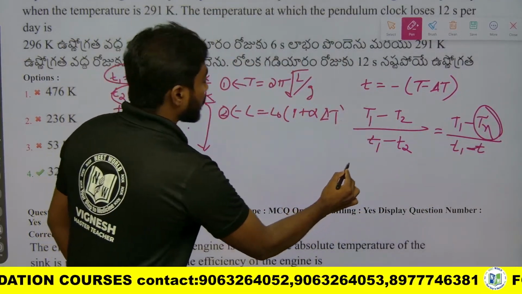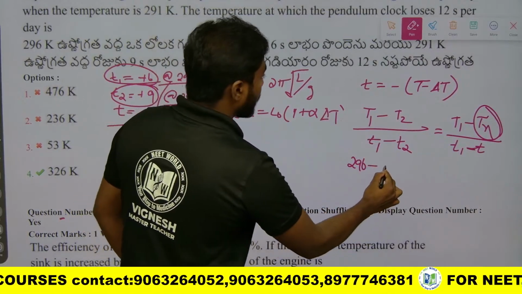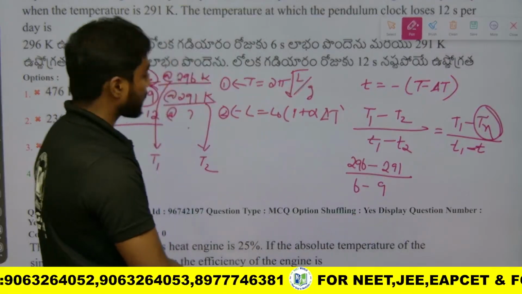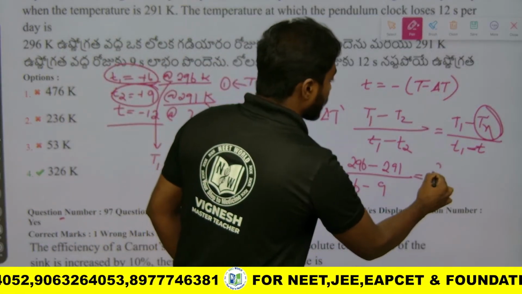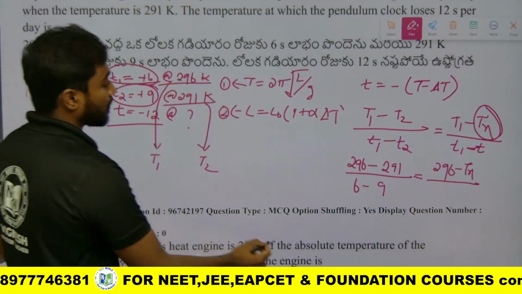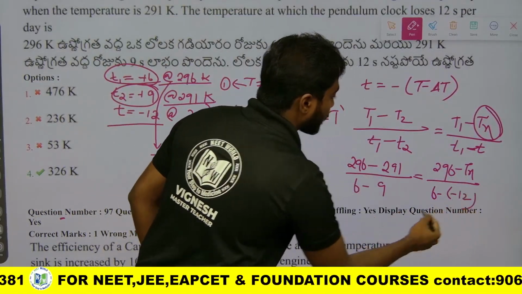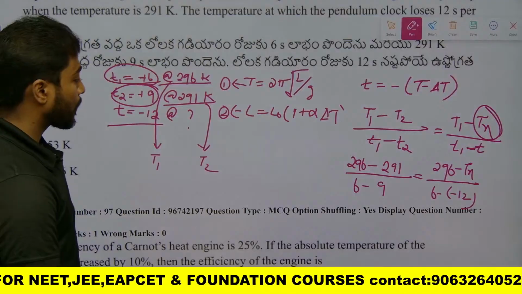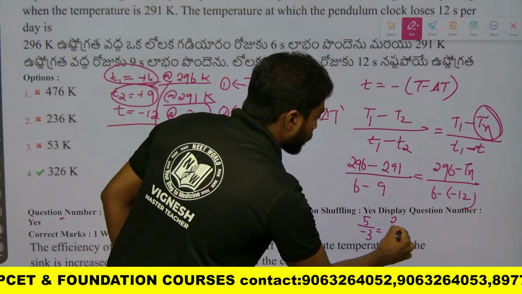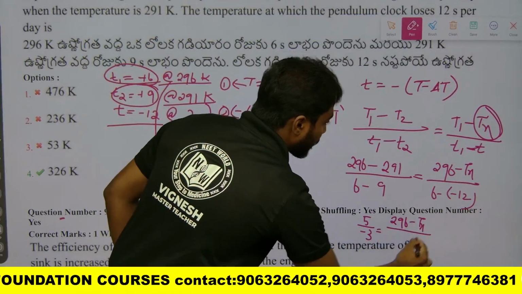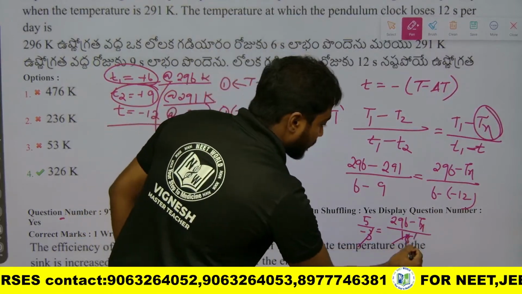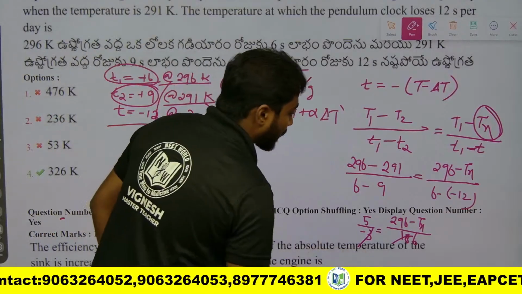So what is T1 here? 296 minus T2, which is 291, divided by the time 6 minus 9, is equal to 296 minus Tx divided by the given time, which is 6 minus of minus 12. So minus of minus 12. Okay, so what will I get? 5 by minus 3 equals 296 minus Tx divided by 18. So 1 sir is 6 sir, right? So what will I get?